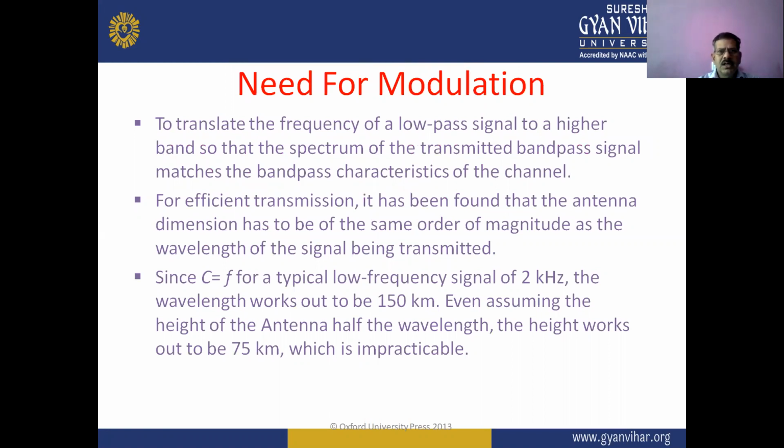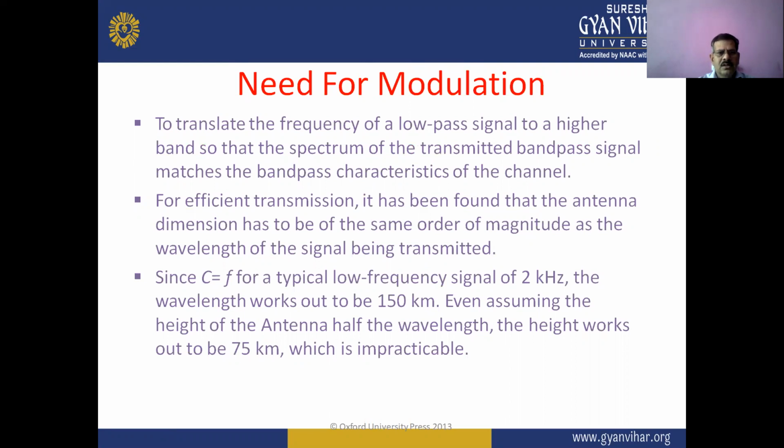So what is the need for modulation? To translate the frequency of a low pass signal to a higher band so that the spectrum of the transmitted band pass signal matches the band pass characteristics of the channel. For efficient transmission, it has been found that the antenna dimension has to be of the same order of magnitude as the wavelength of the signal being transmitted.